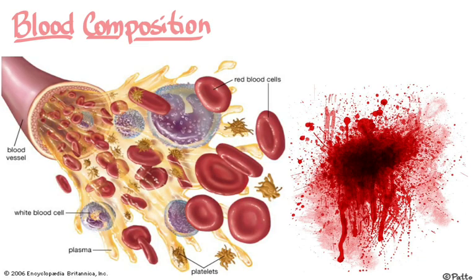So blood. If we take a look, the majority of the blood is going to be water. Okay, there's lots of liquid in there. There's liquid outside of the cells, there's liquid inside of the cells. Lots of water goes around in our blood.